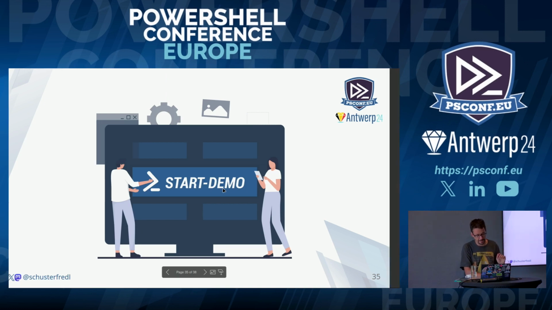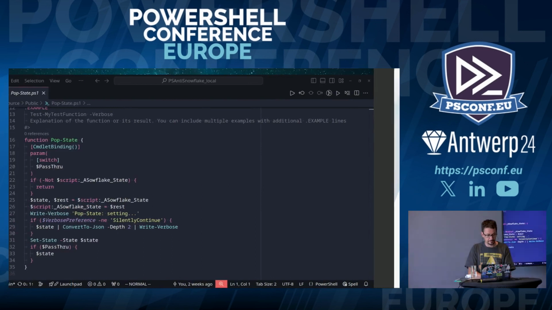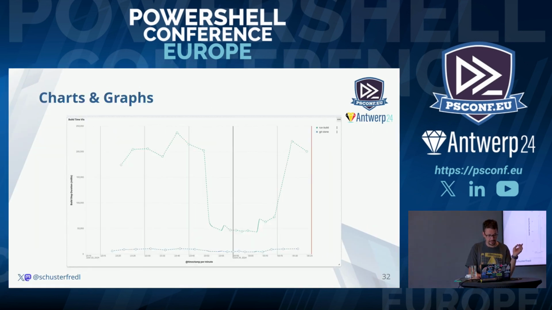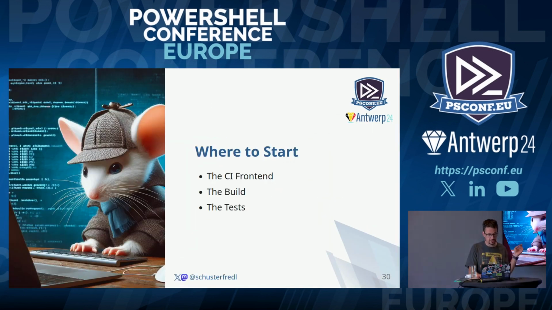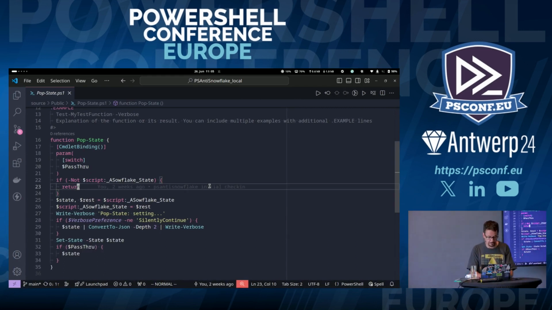We're going to start the demo. So, in the previous slides, a couple of slides actually, we now want to figure out what's going wrong. And therefore we need to gather information, and then we're going to review the collected data. So when we're gathering information, how can we gather information?